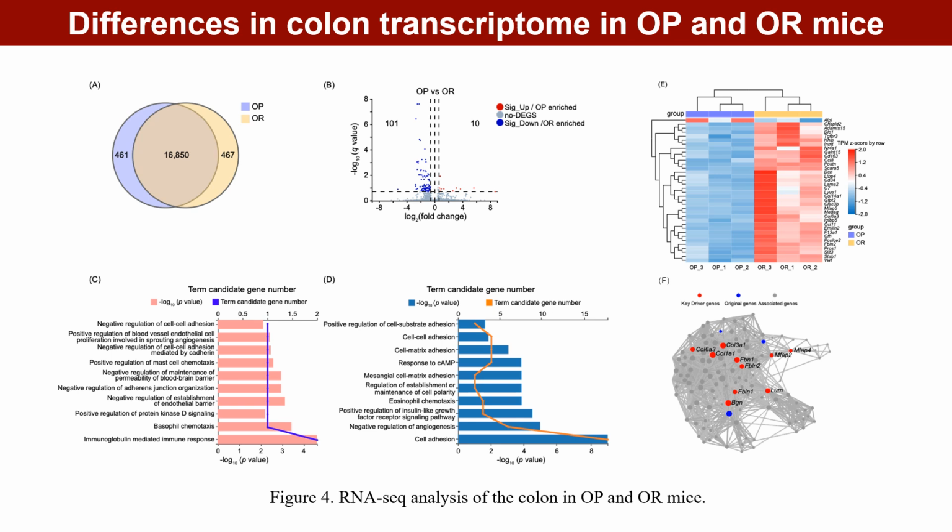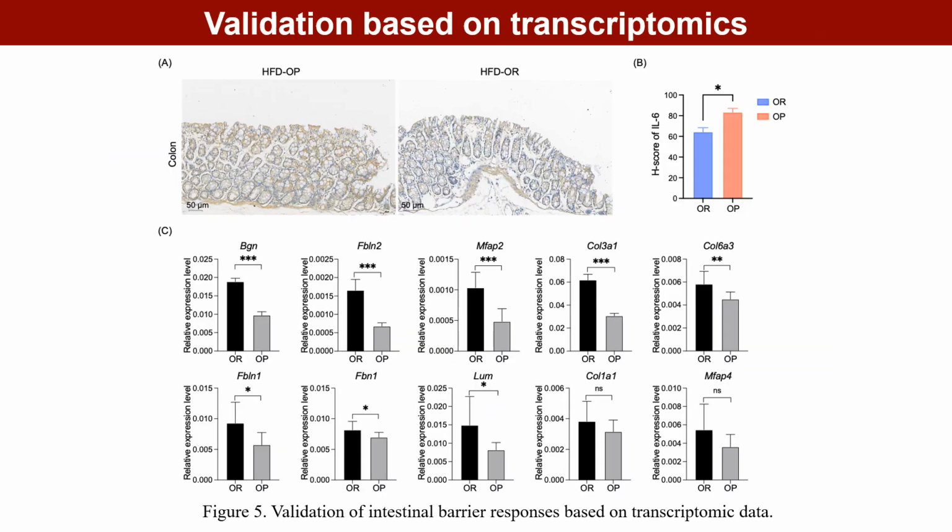Key driver gene analysis identified 10 genes closely linked to gut immunity and barrier function, all of which were significantly upregulated in OR mice. To validate these findings, we performed IL-6 immunohistochemistry and found significantly elevated IL-6 expression in OP mice, indicating a heightened inflammatory response. qRT-PCR further confirmed the upregulation of 8 key driver genes in OR mice.